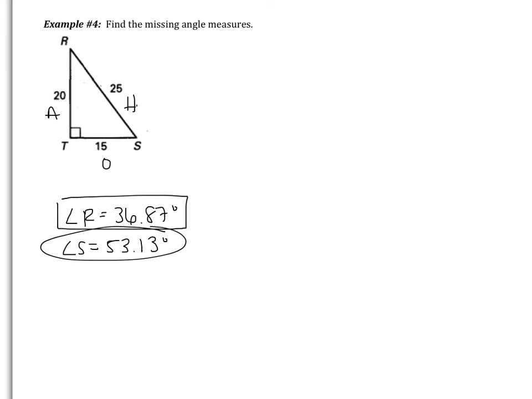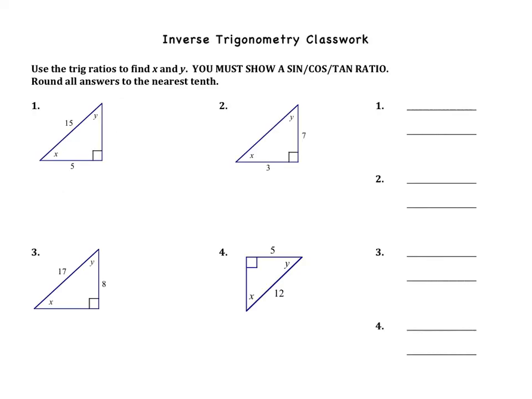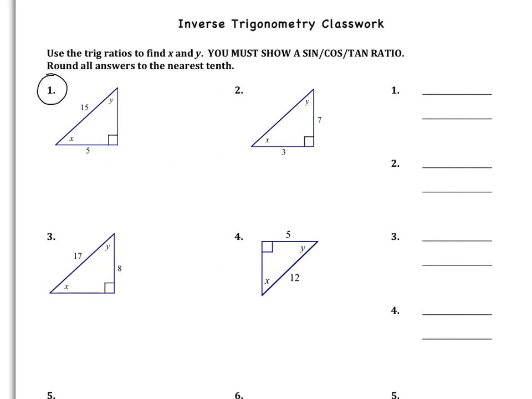When you come to class tomorrow, I'm going to be checking to see that you have example 4 completed fully and correctly, especially since I gave you the answers. Beyond example 4, I am also going to be checking the first example on the classwork. So example 4 needs to be completed correctly, and then example 1 on the classwork needs to be completed correctly. If they're not completed, I won't give you full credit.